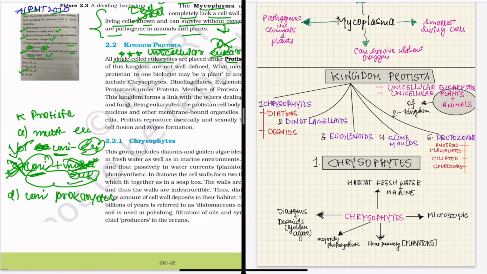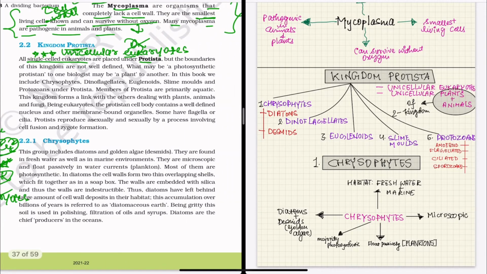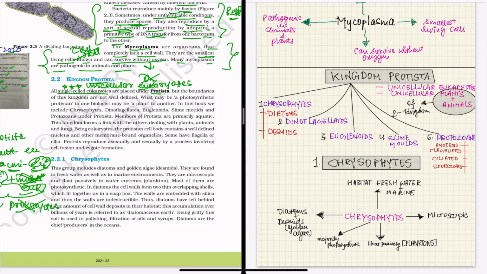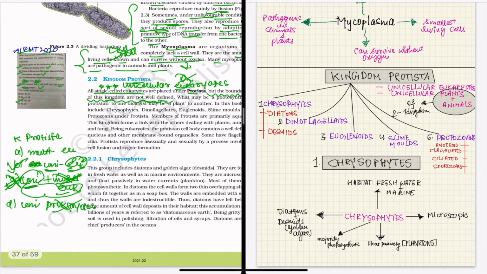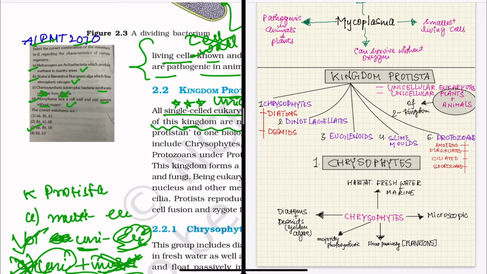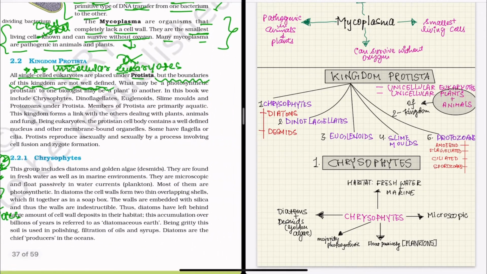So kingdom Protista has all single cell eukaryotes, but the boundaries of this kingdom are not well defined. This statement is only used in the case of kingdom Protista. You would come across questions like this one, select the correct combination of the statements, and they would ask in which kingdom the boundaries are not well defined. Protista is that kingdom. So this is quite an important line.